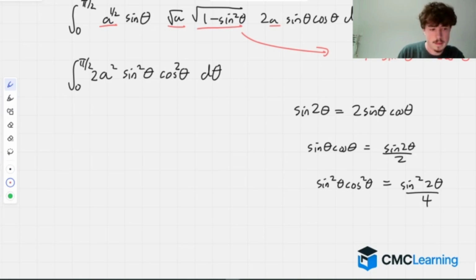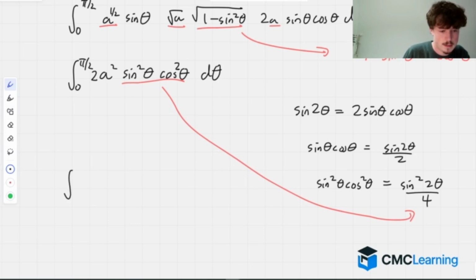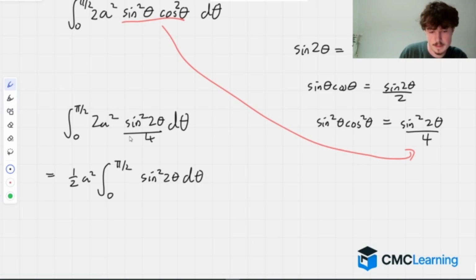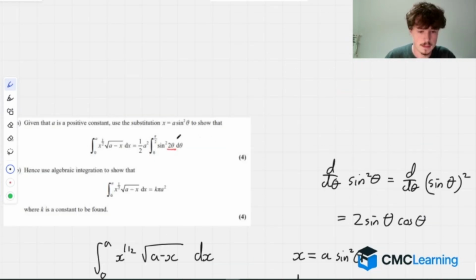So we can substitute this for this, and we'll write this equation as the integral from 0 to pi over 2 of a squared sine squared 2 theta over 4 d theta. Now, slightly changing how this equation looks, just moving the a squared to the outside and combining 2 and 4 and also moving to the outside, we will get 1/2 a squared integral from limits pi over 2 to 0 of sine squared 2 theta d theta. And this is part A of the question.